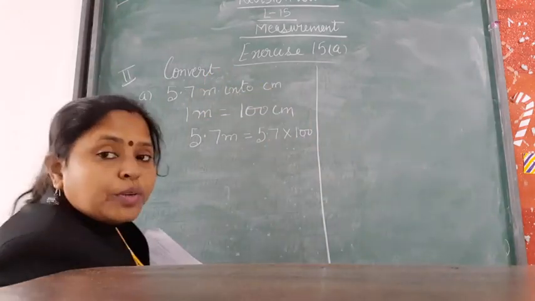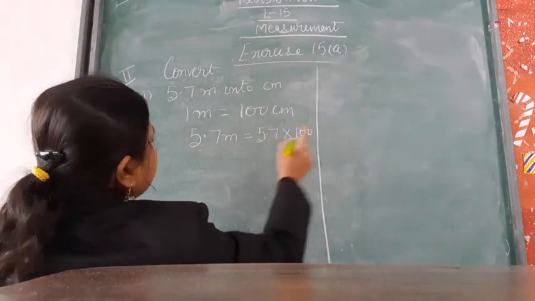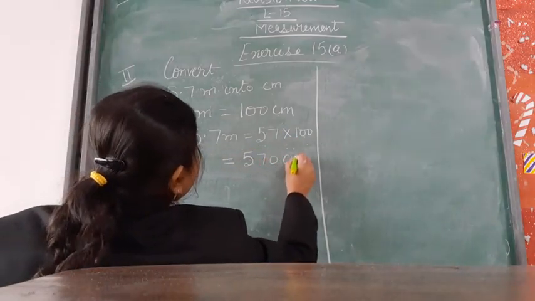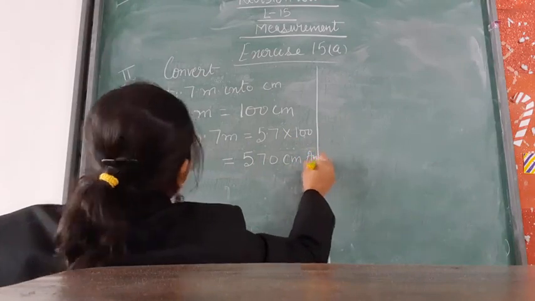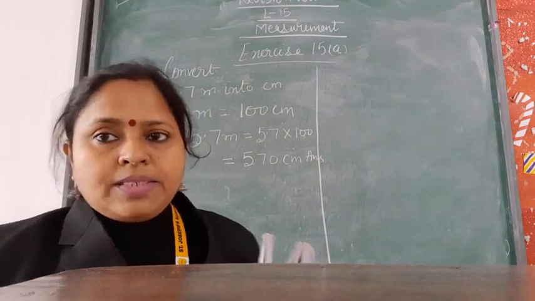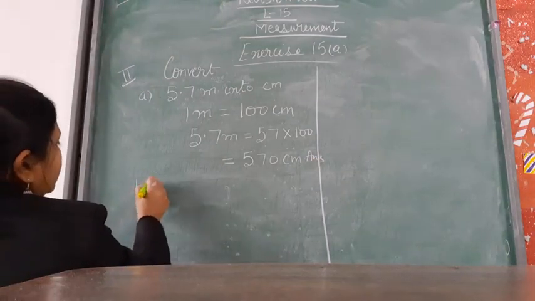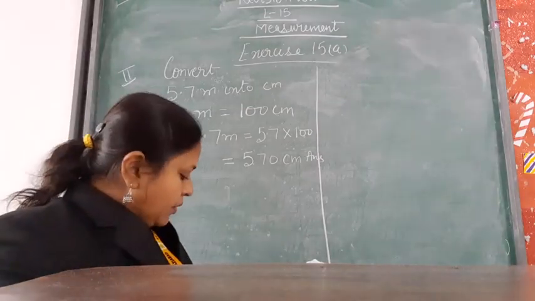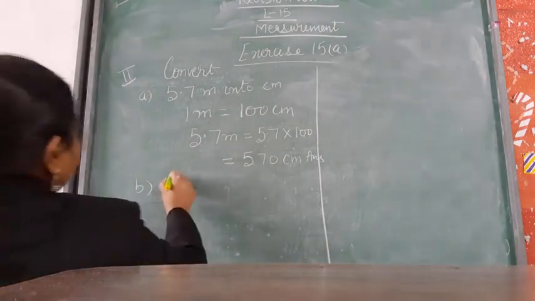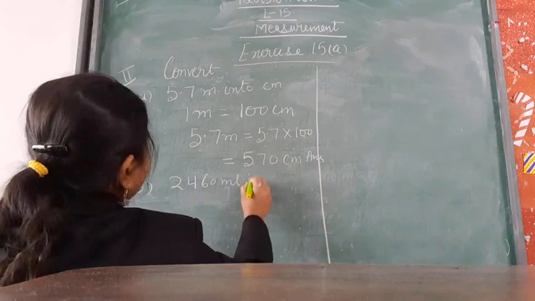Bigger unit to smaller unit, we will multiply, right? So 5.7 meter is equal to 5.7 multiplied by 100, which is equal to 570 centimeter, and this is our answer. So 5.7 meter is equal to 570 centimeters, right? Now let's do the B part of question number 2. In B part, we will change 2460 milliliter into liter.